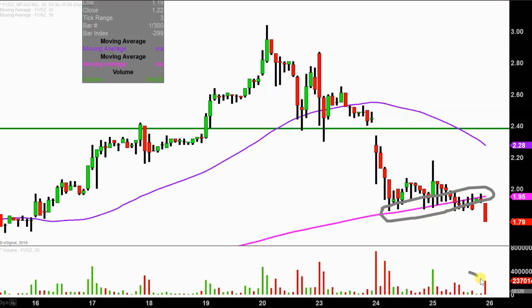And then I don't know what happened during the final 30 minutes. Again, each one of these represents 30 minutes. So you can see the final 30 minutes there. The volume came back in pretty strong. And then, just a totally bearish candle right here.